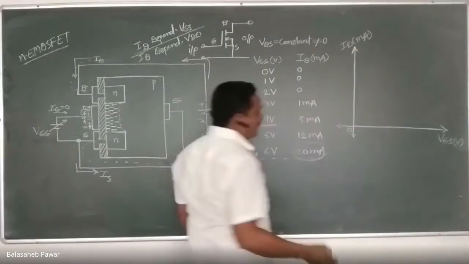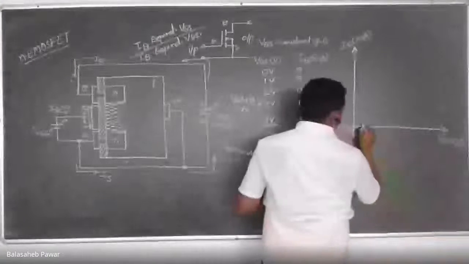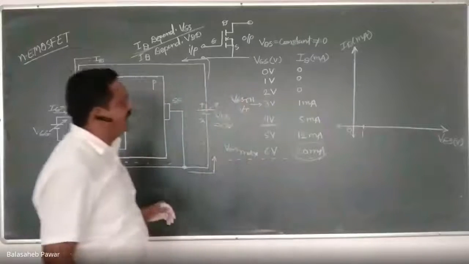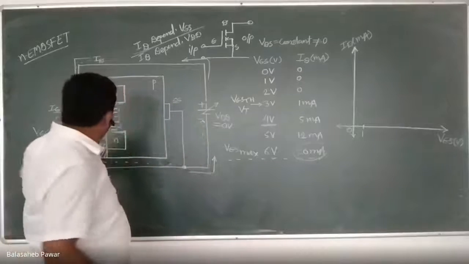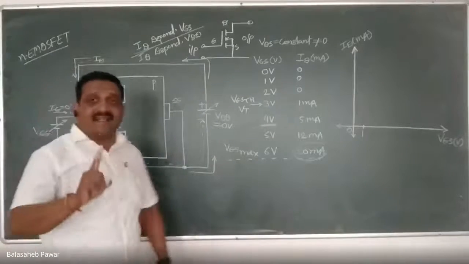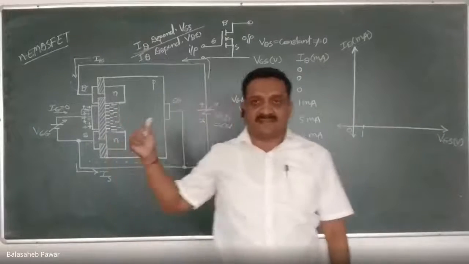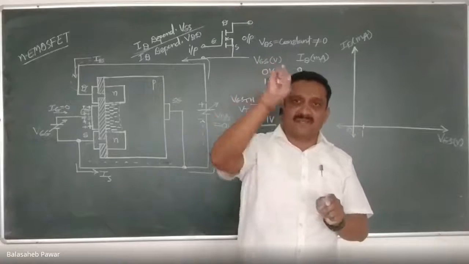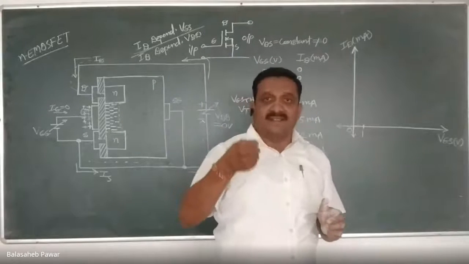ID was 0. If I applied VGS equals to 1 volt, how much was the value of ID? It remains 0 because the applied VGS, that is input voltage, is less than threshold voltage. So up to threshold voltage, whatever may be the value of output voltage, output current will go on to remain 0 because the controlling voltage is less than its threshold level, right?